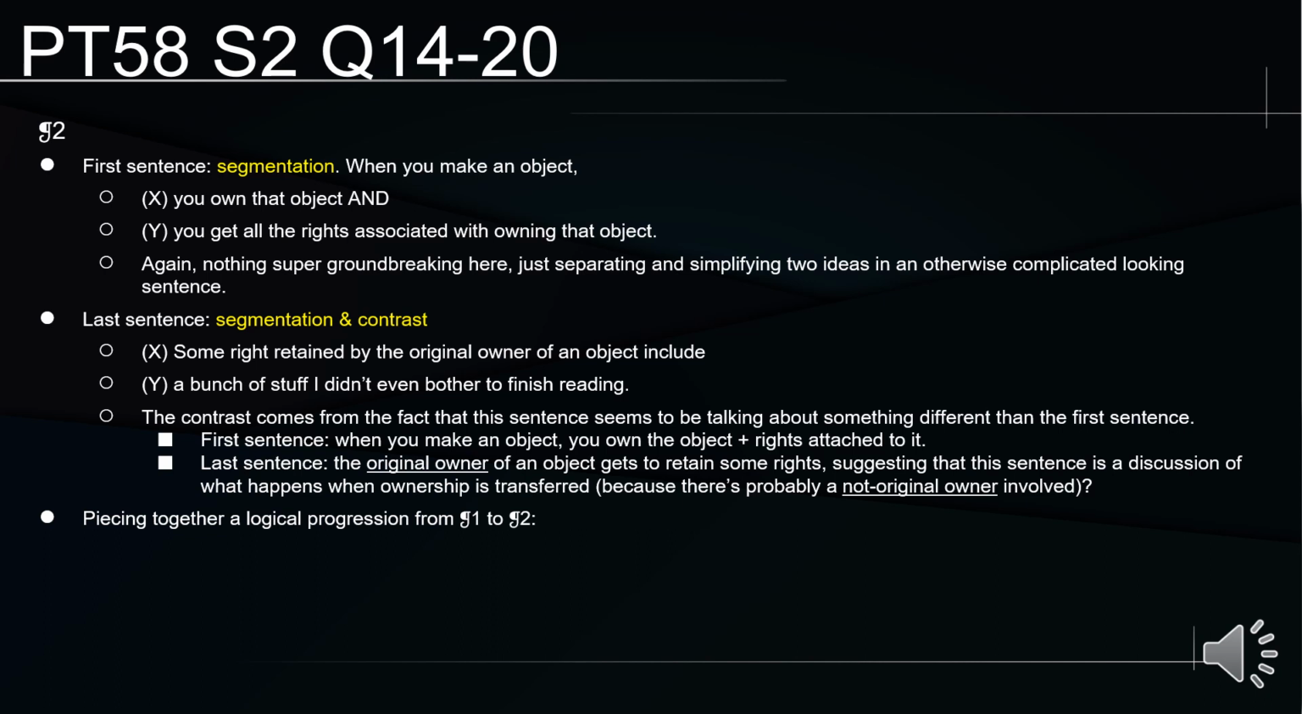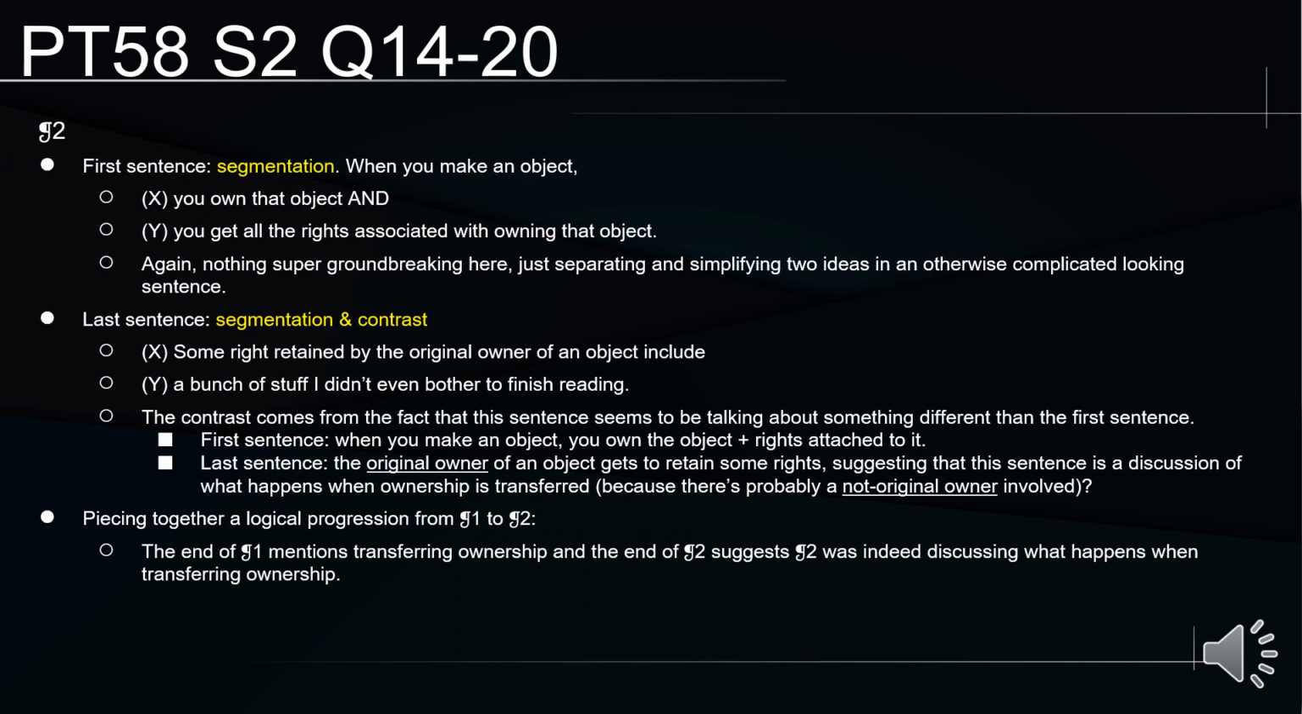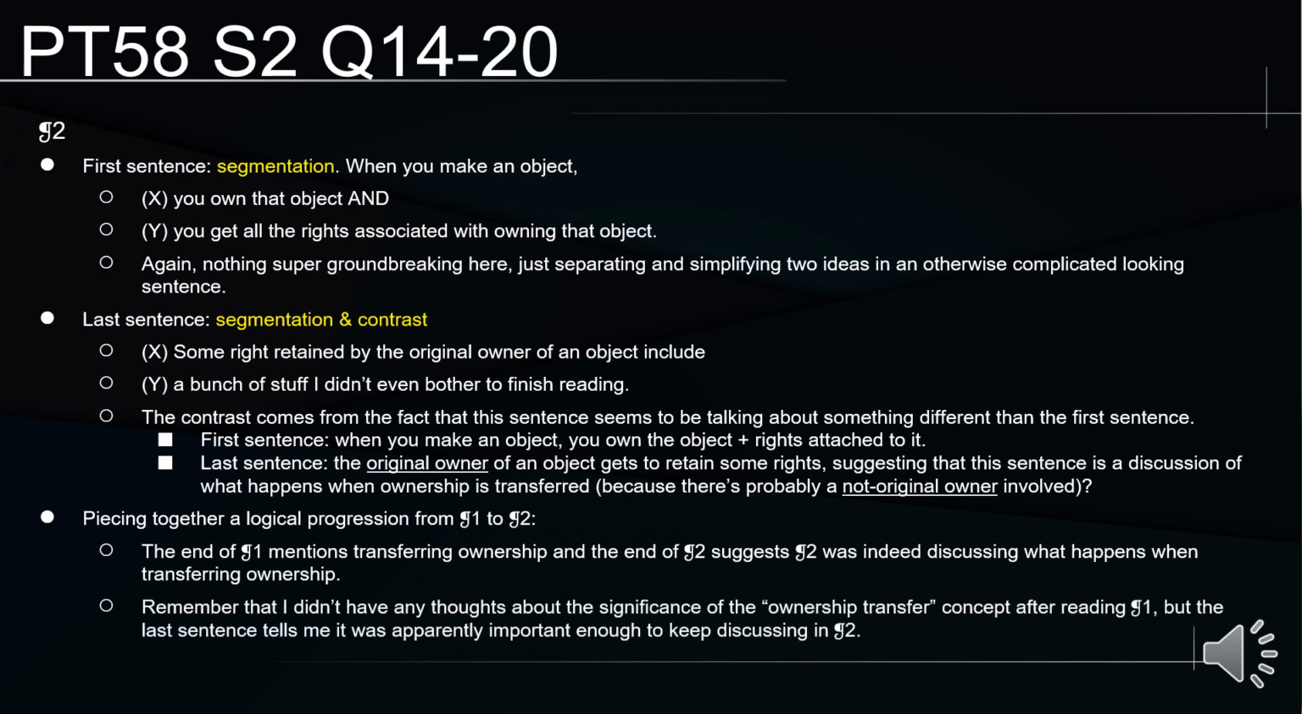So piecing together a logical progression from paragraph 1 to paragraph 2 now with all this data. The end of paragraph 1 mentions transferring ownership, and the end of paragraph 2 suggests that paragraph 2 was indeed discussing what happens when transferring ownership. So remember that I didn't have any particular thoughts about the significance of the ownership transfer concept after reading paragraph 1, because that's the first place where it showed up. So I didn't really make a note of that. But the last sentence tells me that paragraph 2 was apparently important enough to keep discussing throughout the entirety of paragraph 2. So that's a hint for me.